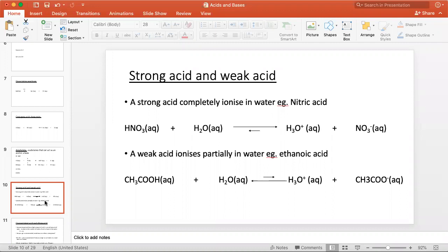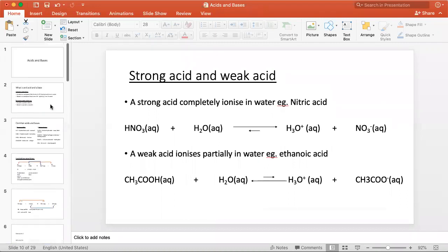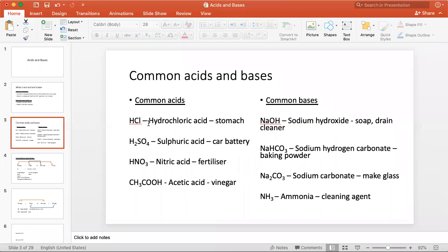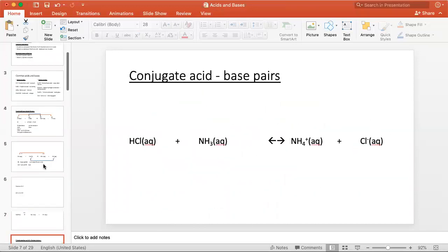So you'll get a list of acids and bases. If you look at the examples we did here, hydrochloric acid is a strong acid, H2SO4 is a strong acid, nitric acid is a strong acid, acetic acid is a weak acid. They'll give it to you. Sodium hydroxide is strong, and for example, NaHCO3 is weak. So they'll give you that.